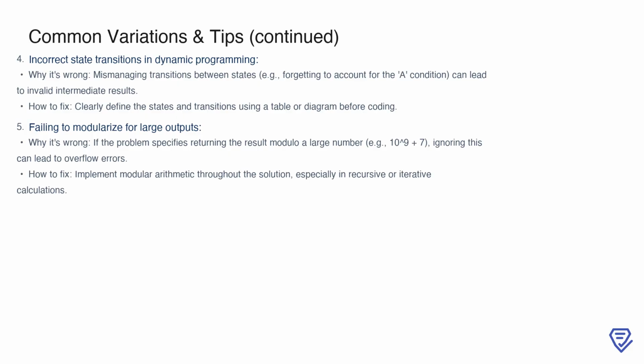Additionally, failing to apply the modulo when working with large outputs can cause overflow errors. When the problem specifies returning the result modulo a large number, such as 10^9 + 7, this aspect cannot be ignored. The solution is to consistently apply modular arithmetic throughout your computations, whether you're working recursively or iteratively.